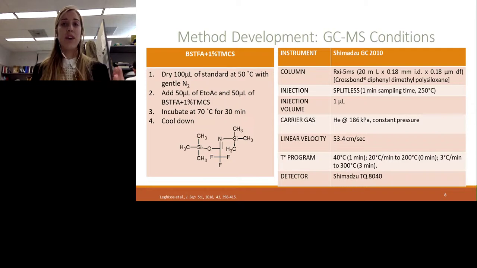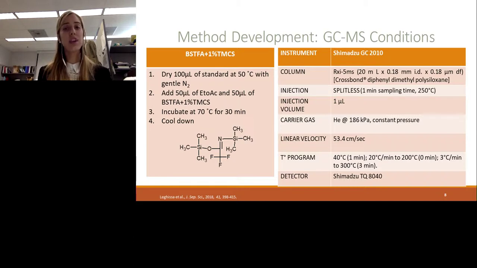So the standard was dried of the solvent with a stream of nitrogen at 50 degrees. And then 50/50 by volume of ethyl acetate and BSTFA plus the catalyst were added, and everything was incubated at 70 degrees for 30 minutes. This is not extremely necessary, but we did it to speed up the reaction. And then before the injection, everything was cooled down.